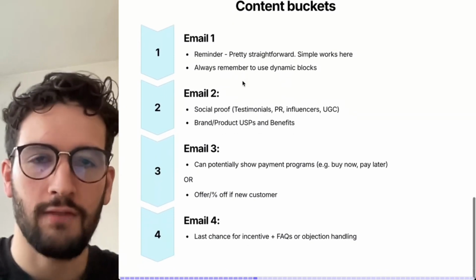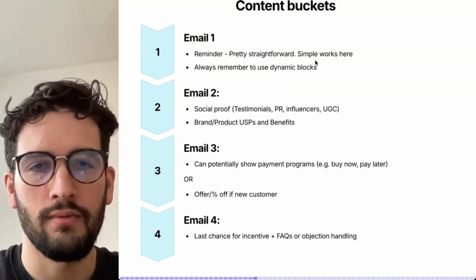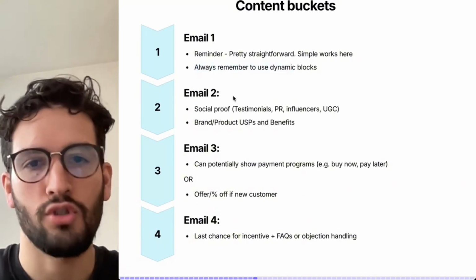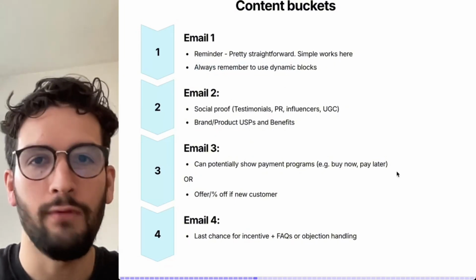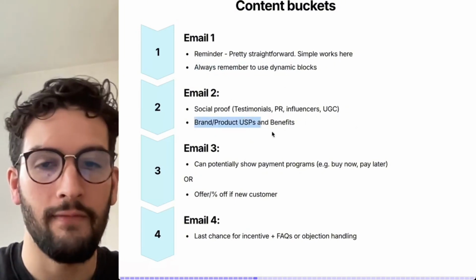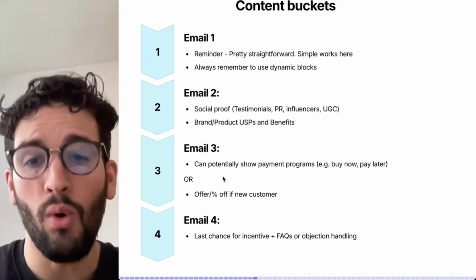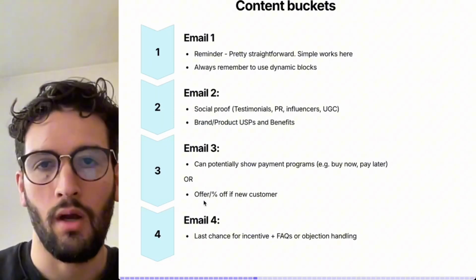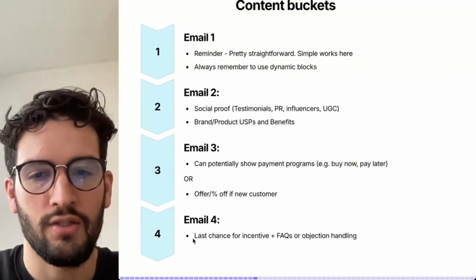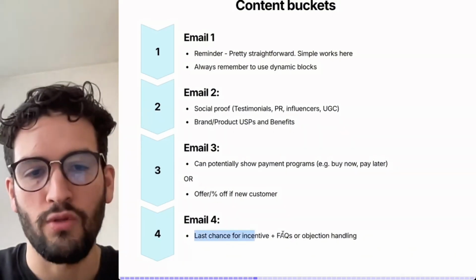Content buckets for this flow right here: email number 1 should be a reminder. Pretty straightforward, simple works here. Always remember to use dynamic blocks. Email number 2, have some social proof, testimonials, PR, influencers, user-generated content, brand product selling points and benefits. Email number 3, you can potentially show payment programs, buy now, pay later, or offer discounts or whatever it is, if new customers. Email number 4 should be used as a last chance for the incentive, plus FAQs or objection handling, okay?